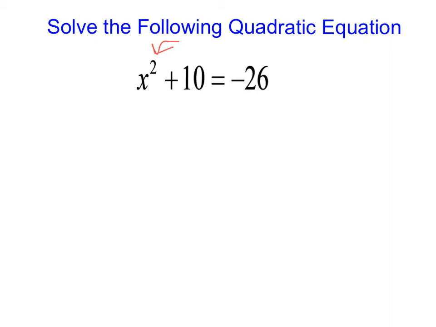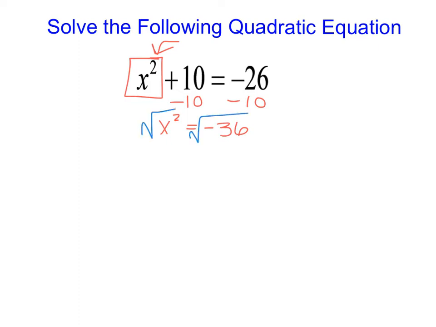Now, if we want to solve a quadratic equation, if there's only one x in the problem, our goal is to start by getting this whole piece that is squared by itself. Because if I can get that piece by itself, I can then square root both sides in order to solve the equation. So here, we're going to start by subtracting 10 from each side. So we have x squared is equal to negative 36. Now from here, we know that we want to get the x by itself. So we're going to square root both sides.